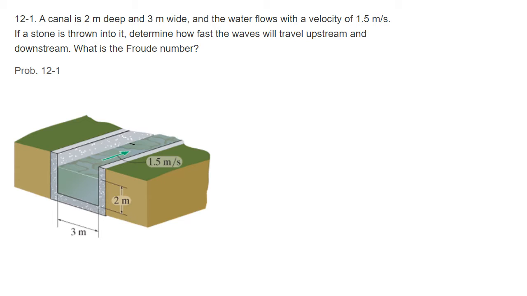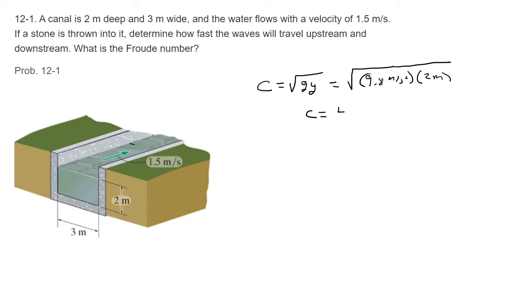In the book, we developed the equation that said the speed of the wave was equal to the square root of g times y. So we can simply plug in the values. We know what g is, 9.8 meters per second squared. We know what y here is, that's the depth of the water, which is 2 meters. So therefore c, the speed of the wave in the water, turns out to be 4.3 meters per second, using my calculator. 4.43 to be exact.